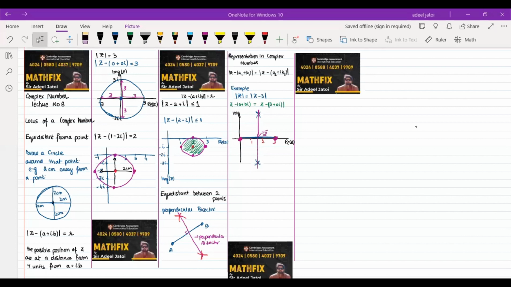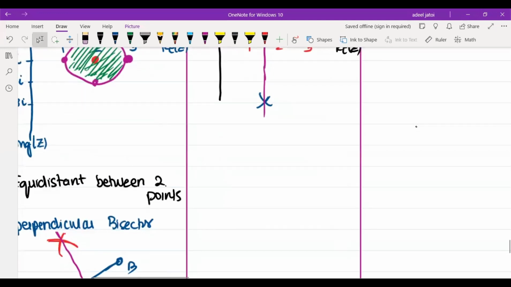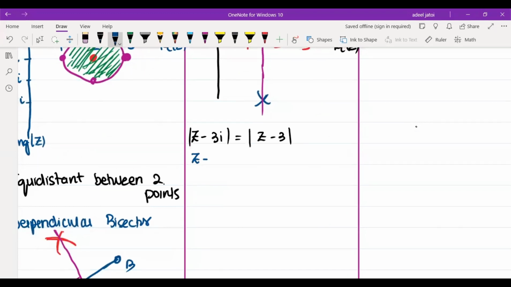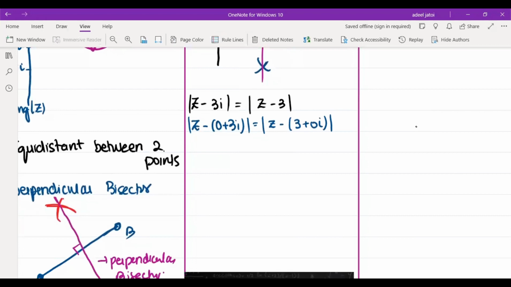Okay, now let's continue with another example. Let's say that modulus of z minus 3 iota is equal to modulus of z minus 3. So let's say modulus of z minus 0 plus 3 iota should be equal to modulus of z minus 3 plus 0 iota. Now let's draw the axis.